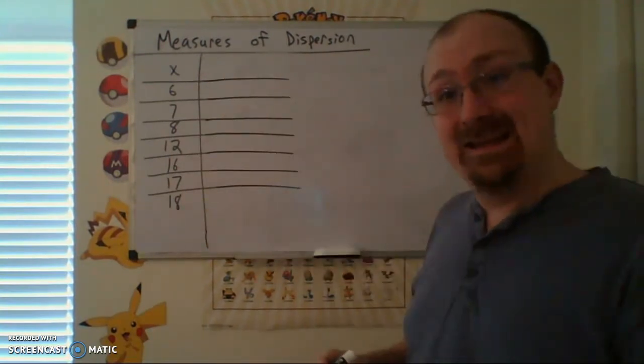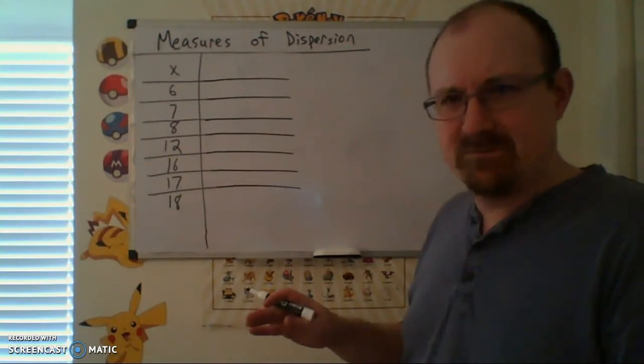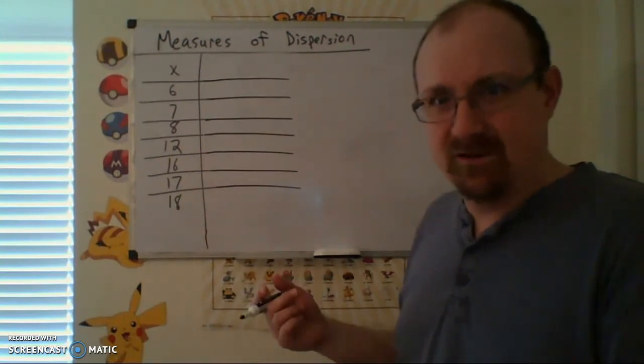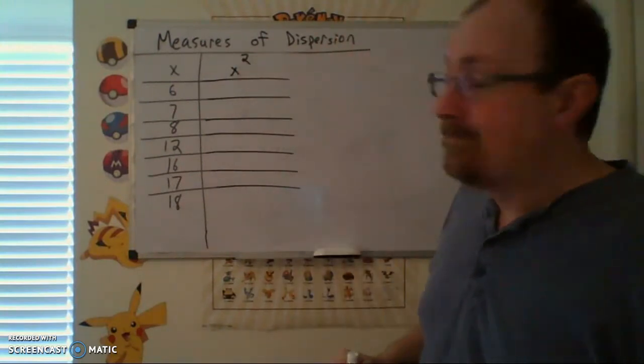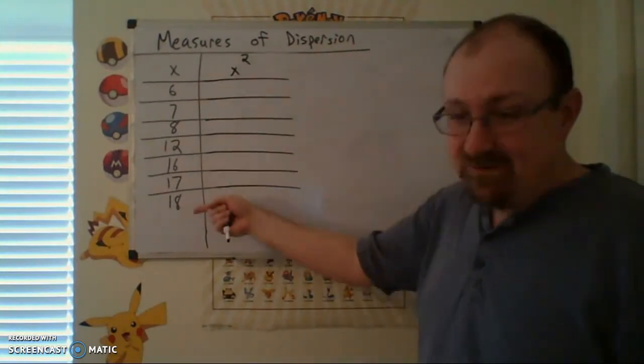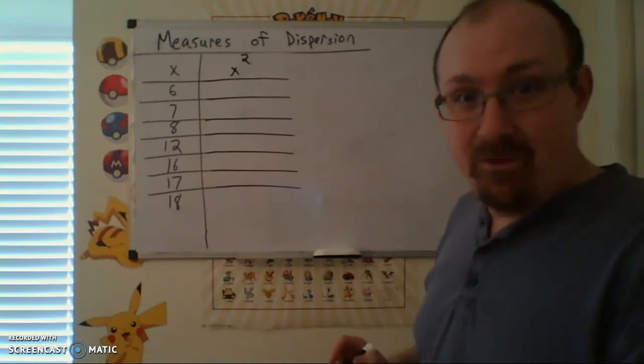We don't actually need the mean at all for this one, which is kind of wild given what standard deviation is supposed to do for us. So here's what we're going to do. We square each of these numbers, and then we add them up.